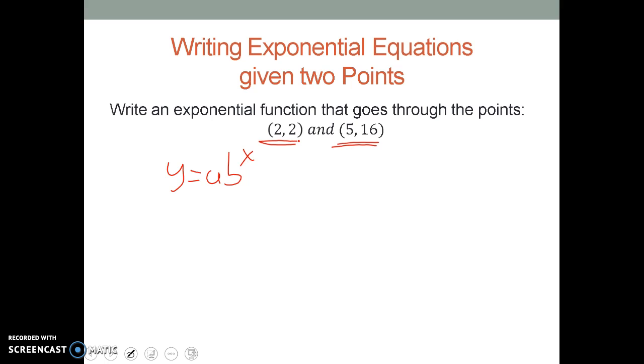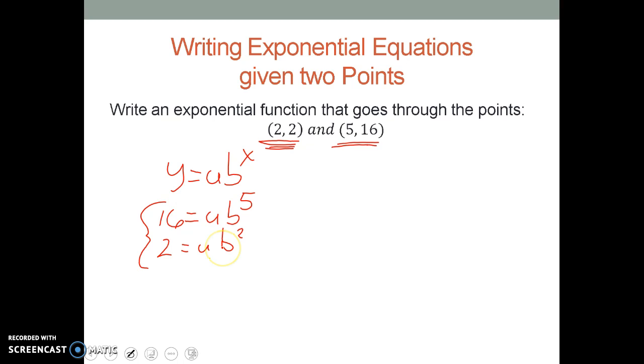So for example, the y is 16, so we're going to have y, which is 16, equals, I don't know the a value, I don't know the b value, but I know that the x value in that particular case would be to the 5th power. Then I'm going to do the same thing with the lower numbers. The y here is 2, that equals a times b to the x power, and in this case it's to the 2nd power. And so this is like a system of equations that we've solved before. We use substitution or elimination.